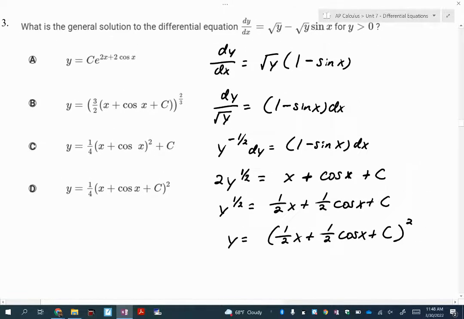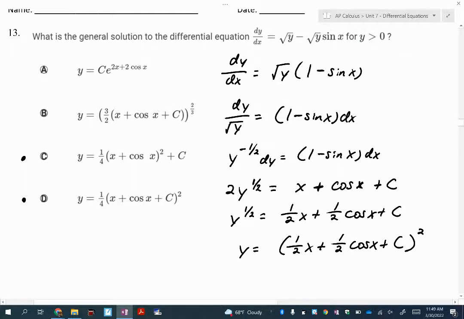Now, this is the answer. When you look at your solutions, you're probably going to see that we're in between C and D. And they got the 1/4 by squaring the 1/2. But the key thing, like I mentioned in number 12, is that you'll notice in my answer that the C is inside the parentheses that's being squared.